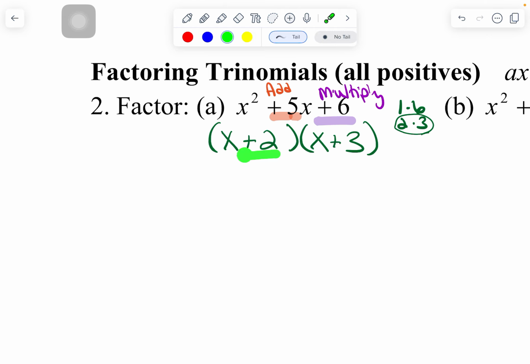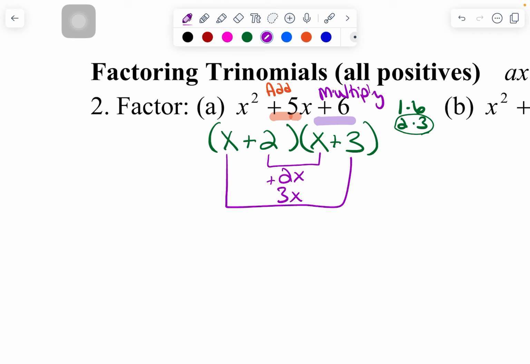Here's your quick check. If you take 2 times 3, that absolutely creates the 6. And then your inside and your outside terms, and actually I'll write this out here. So if I do 2 times x, that's 2x. If I do x times 3, that's 3x. Everything's positive. That's that 5x that we were looking for in the middle.